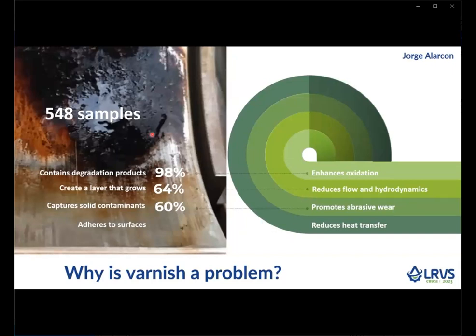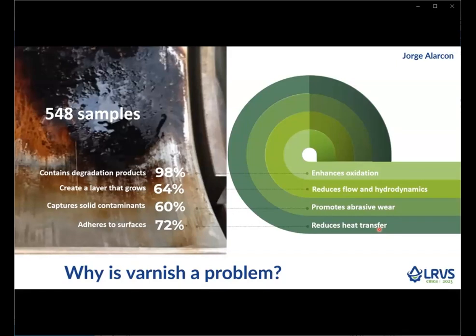It means this varnish acts like a net, and every time a solid contaminant is trapped by the net, this hard contaminant will create wear on the surface of the component. And around 72% are byproducts that easily adhere to surfaces. And of course, this will reduce the heat transfer again.